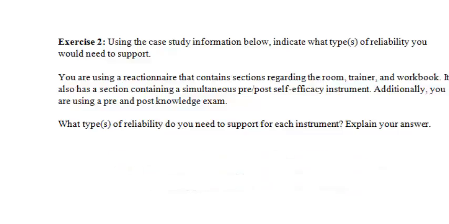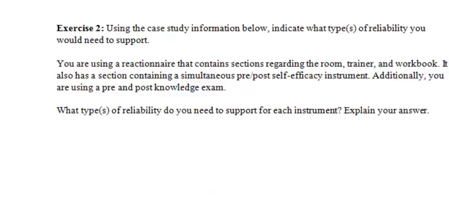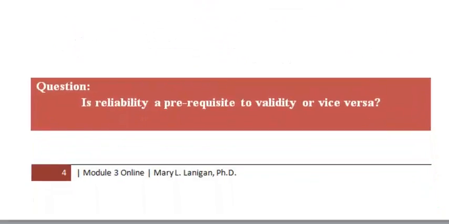Now, before we end this practice, I have a question for you. Is reliability a prerequisite to validity, or is validity a prerequisite to reliability? Go ahead and think for a moment, and then I will tell you the answer. Okay, remember, reliability is a prerequisite to validity because an instrument could be reliable without being valid. In other words, it could produce consistent scores time and time again, but the scores it's producing aren't truly measuring the entity that it was designed to measure.